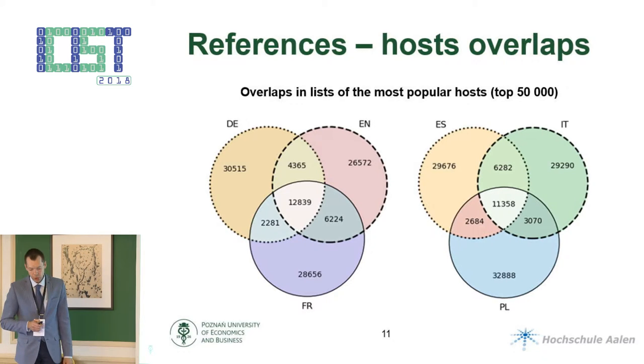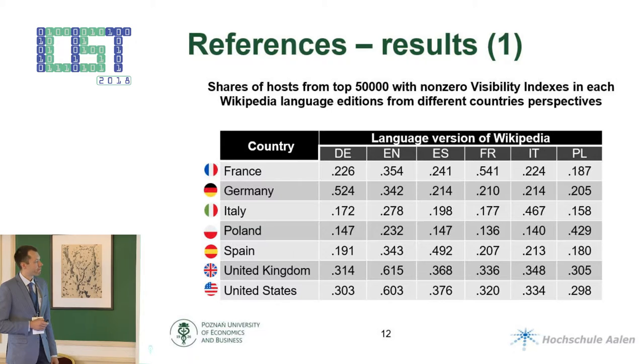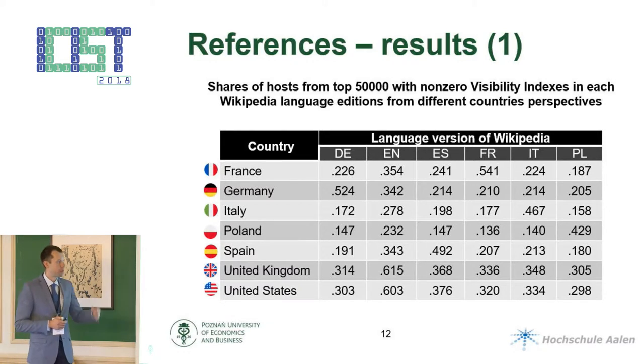So if we choose the most popular hosts in each language, we talk about 5,000 of the most important hosts, we can see that there are some overlaps between these language versions. But most of the references are specific for a concrete language version. So when we analyze these most popular hosts with the SysTrick tool, which gives different indicators, for example, this slide presents results of analyzing this host using visibility index.